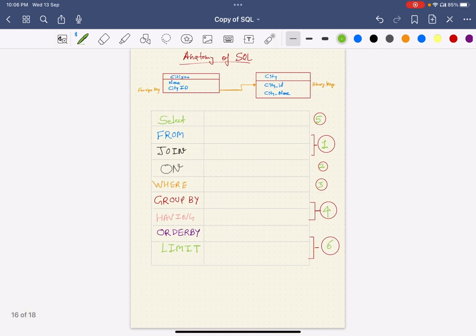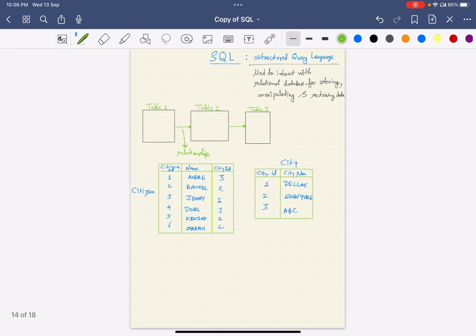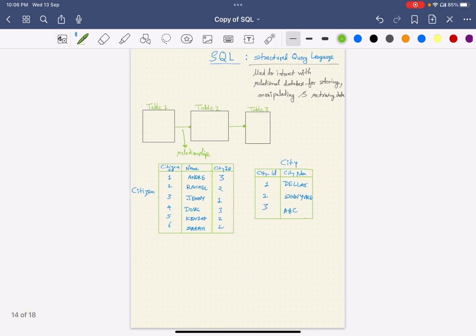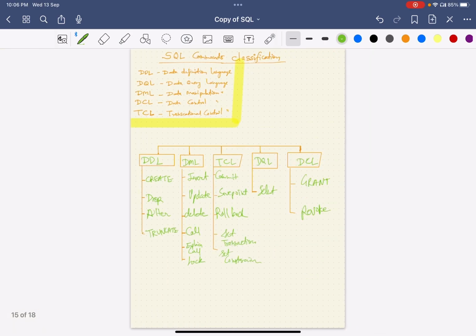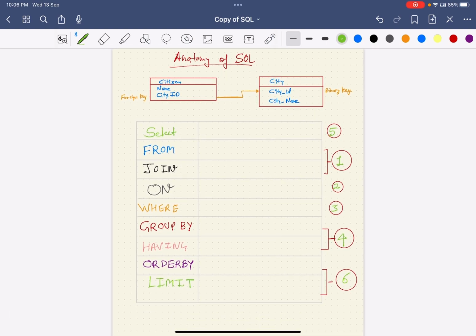So all these are the types of SQL commands. We got to understand what SQL is: SQL is used to interact with relational databases for storing, manipulating and retrieving data. We understood what a relational database looks like, and then the types of SQL commands. Let's suppose we want to store, manipulate and retrieve data, how will we do it? For that we have different commands. Now how will we write all these commands? We need to understand the anatomy of the SQL language.